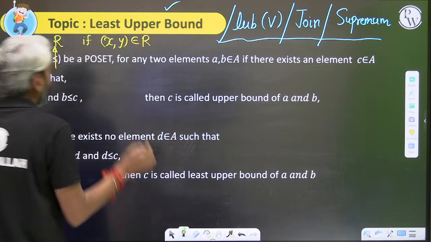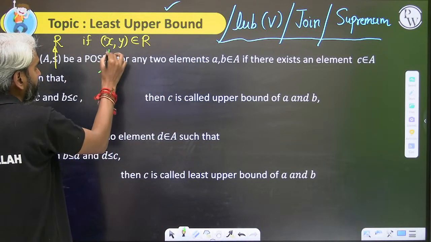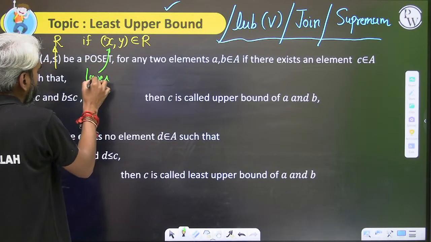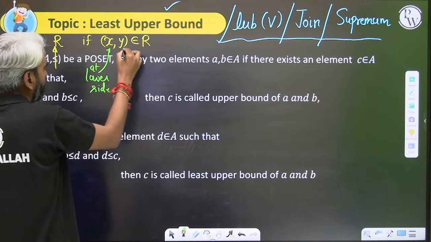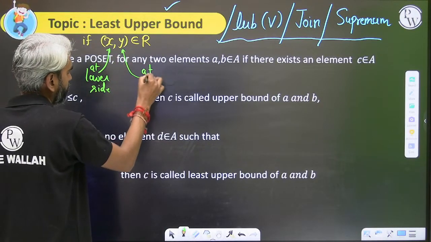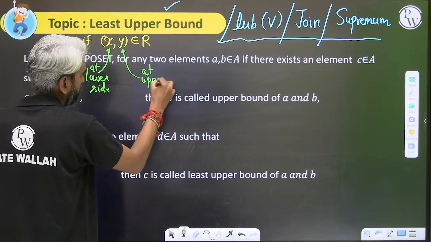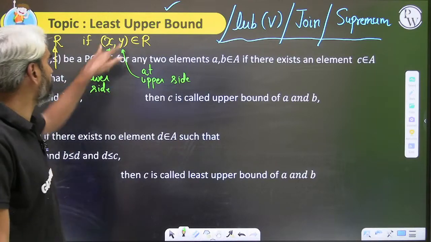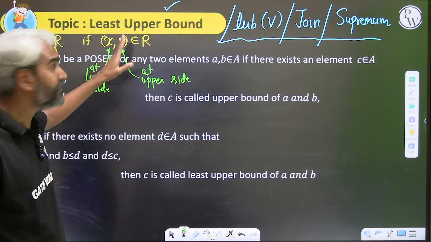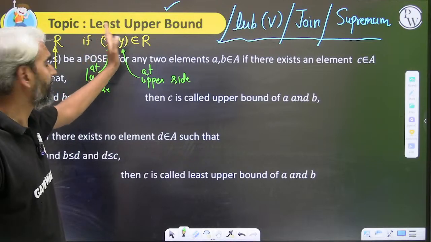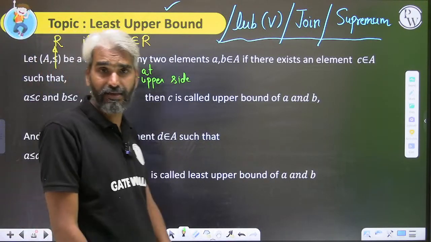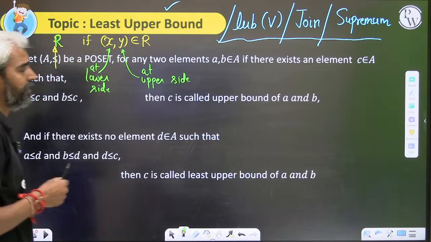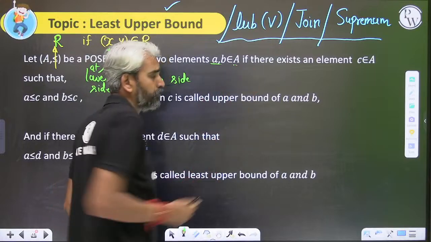So you simply need to understand that if X comma Y belongs to relation R, then this X is at the lower side and this Y is considered at upper side. So for any random relation R, if there is an ordered pair X comma Y belonging to R, then we say that X is at the lower side with respect to Y and Y is at the upper side with respect to X. Clear? So that's the simple concept. Now, if we have any random relation R, then two elements A comma B belonging to set A.